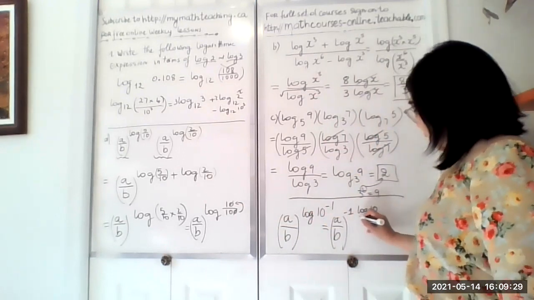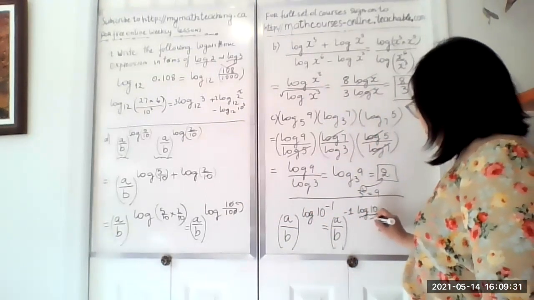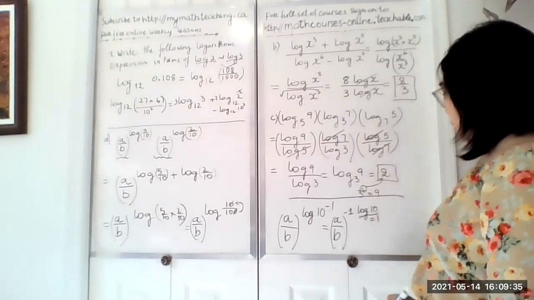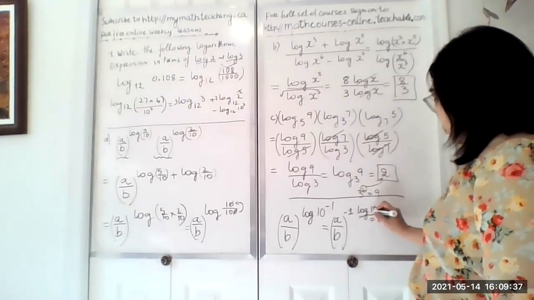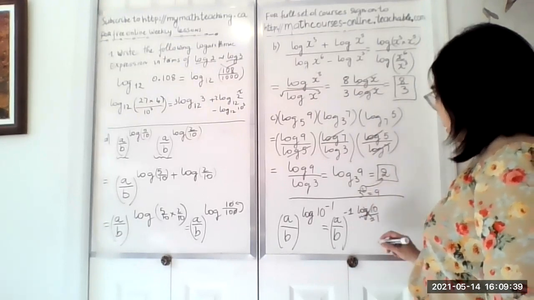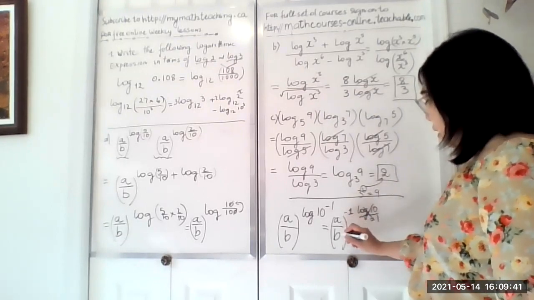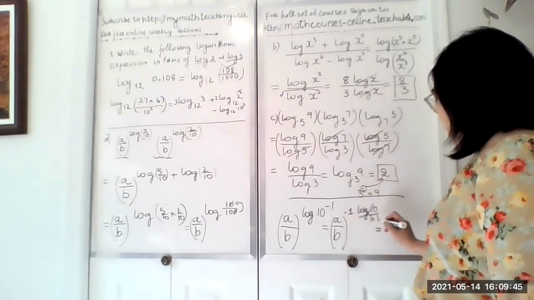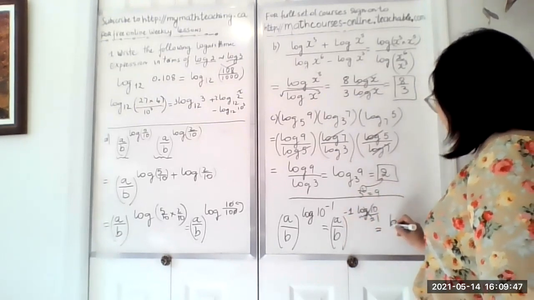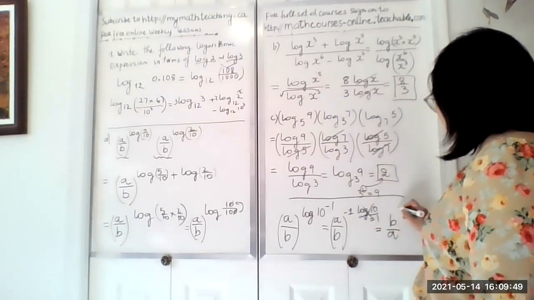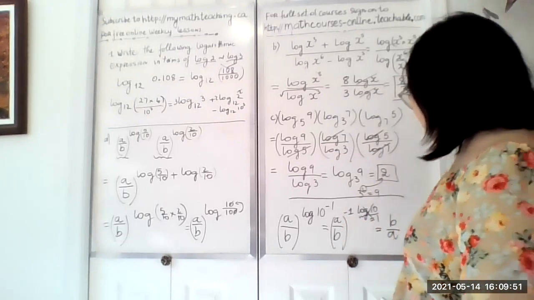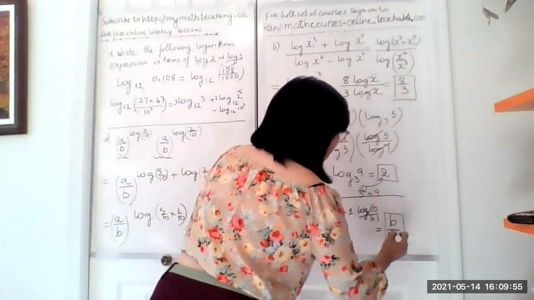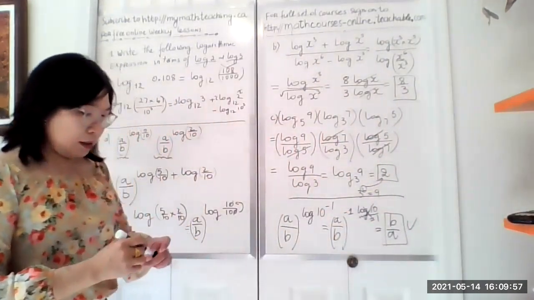But keep in mind that log 10 equals 1. If you use a calculator, log 10 equals 1. So it means we can omit this number. So it means we only have A over B to the minus 1. And A over B to the minus 1, we can change it to become B over A to the positive power 1, which we don't need to write as a positive power. So the answer should be B over A.